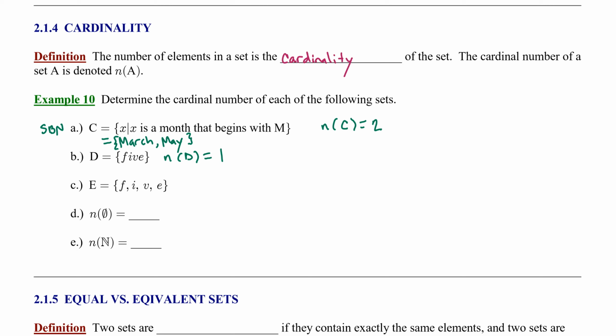Look at example C. The set E equals the set containing the letters F, I, V, and E. You can see how important the commas are to roster notation because they separate the elements. The cardinal number of set E then is 4 because it contains 1, 2, 3, 4 elements. So again, set D has one element, so its cardinal number is 1, whereas set E has 4 different elements separated by commas, therefore its cardinal number is 4.